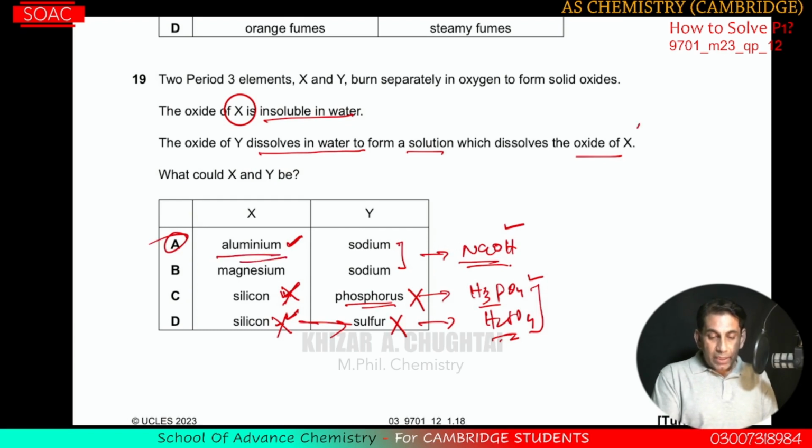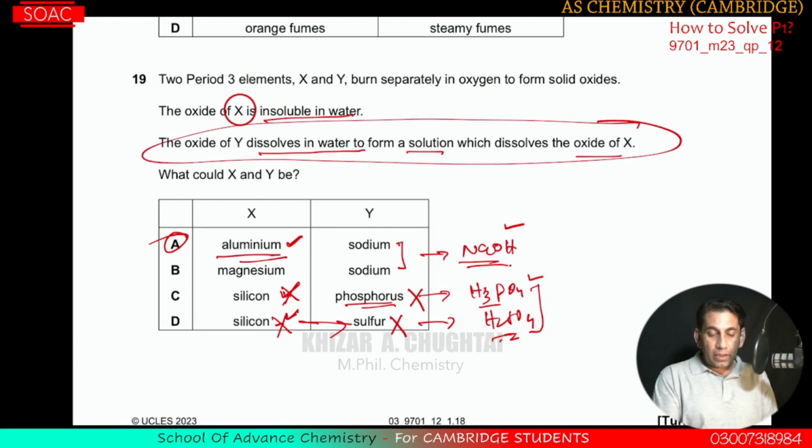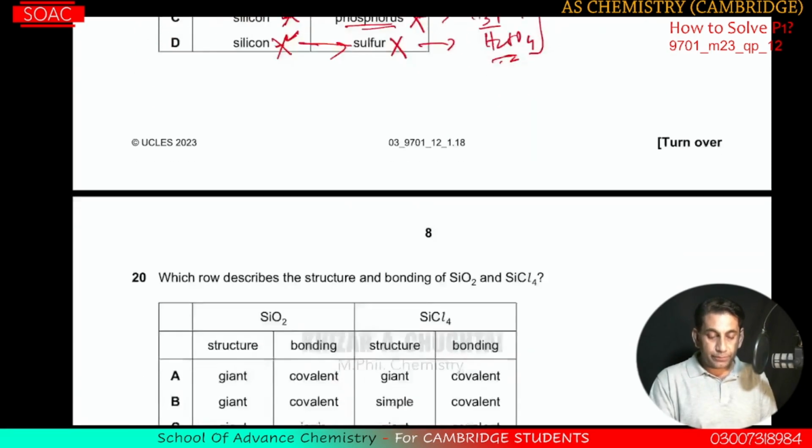Aluminium oxide can be dissolved in the solution of the oxide of Y. Yes, it is true, because Al2O3, aluminium oxide, is amphoteric. It can react with acid as well as base. So 19A is the correct option.